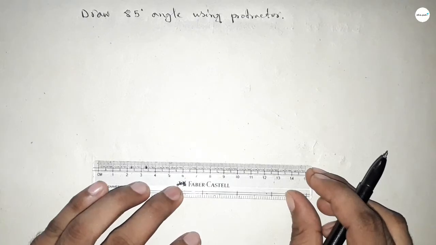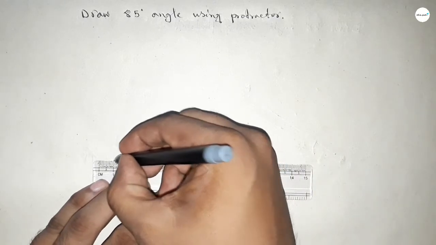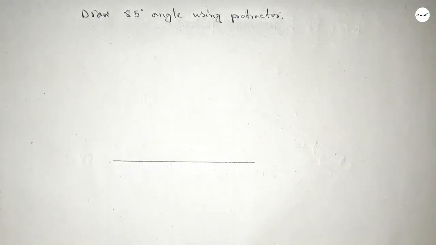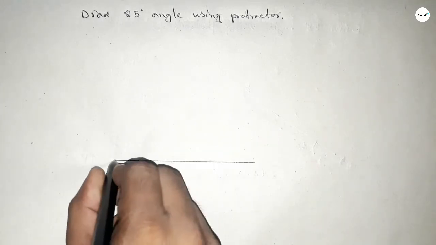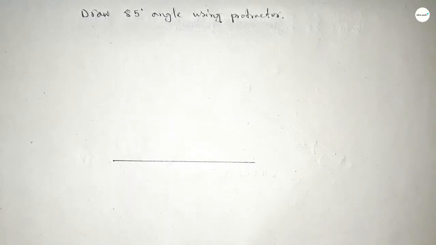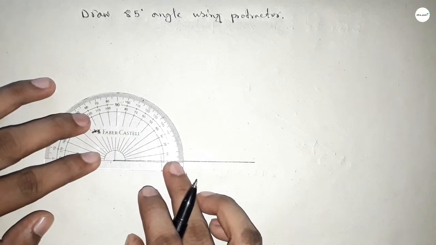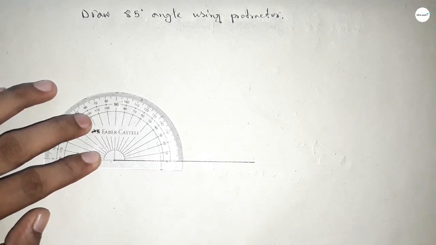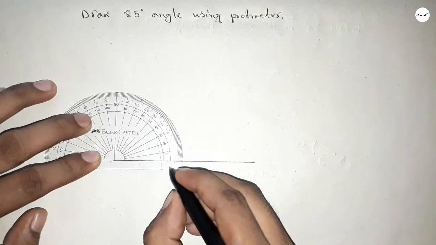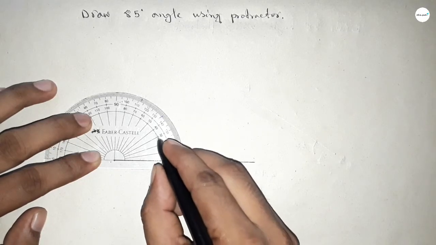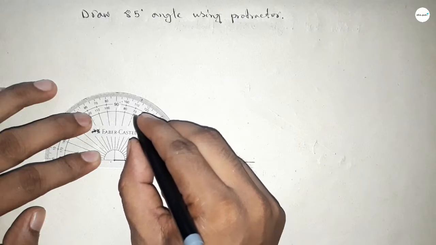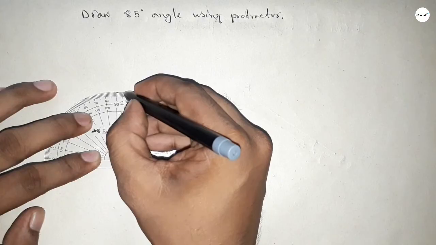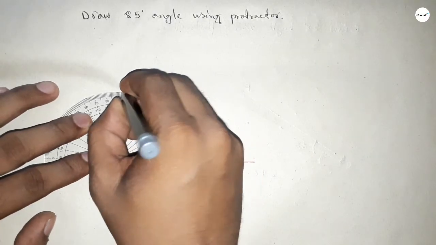First of all, drawing a line of any length here, and marking a point here. Next, using the protractor, putting the protractor perfectly on the point, then counting the angle. So this is 0, 10, 20, 30, 40, 50, 60, 70, 80 and 90. So between 80 to 90 we can get 85 degrees.